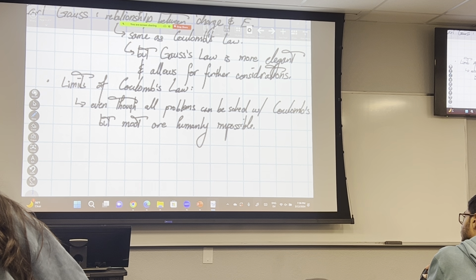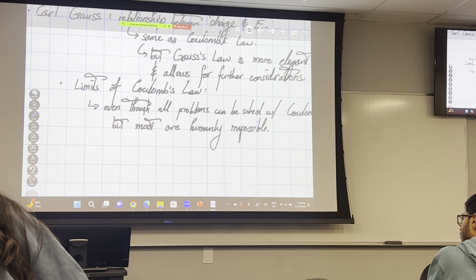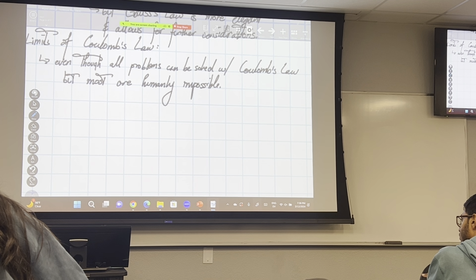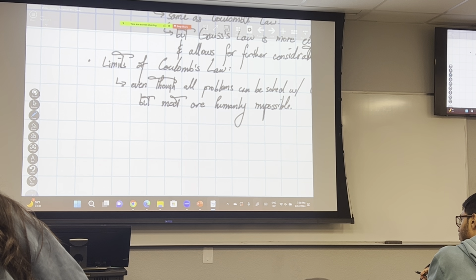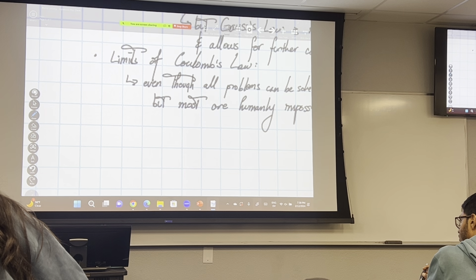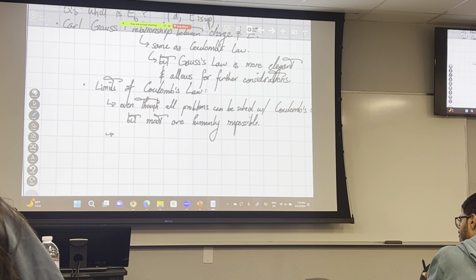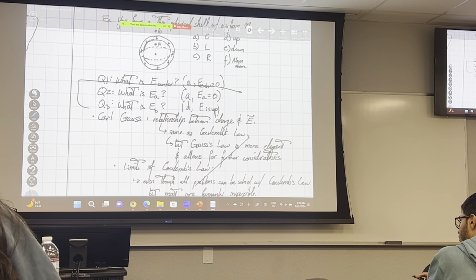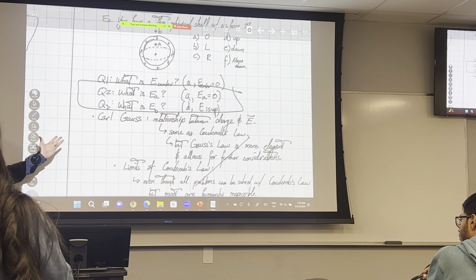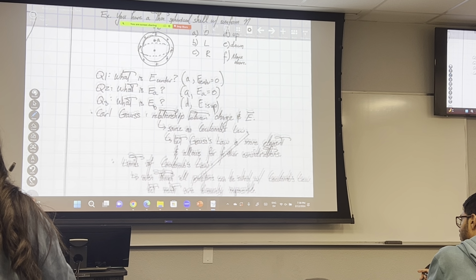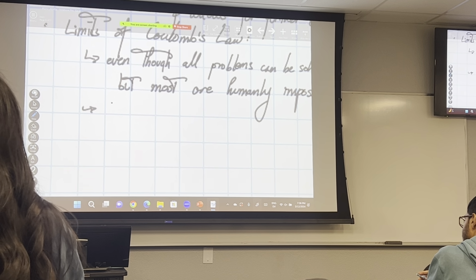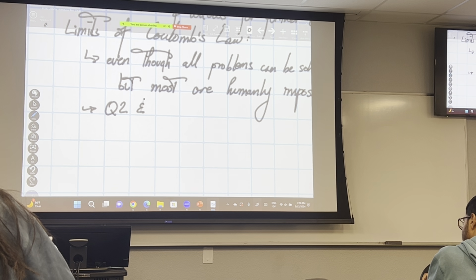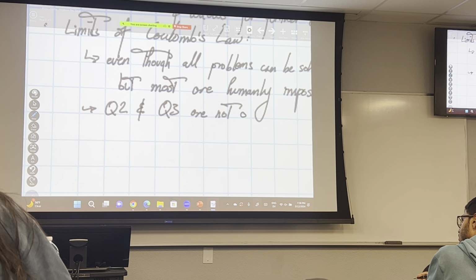Gauss's law has a completely different approach, arrives at the same answer, without having to go through the nitty-gritty of having to count each and every single individual charged particle. Coulomb's law does not make these 2 questions entirely obvious, whereas Gauss's law will. So this is a limit of Coulomb's law. Q2 and Q3 are not obvious.